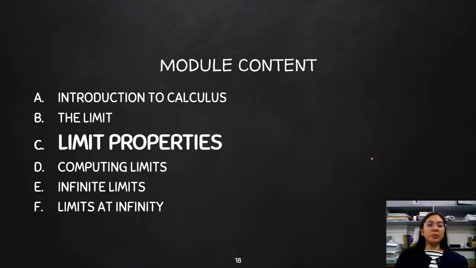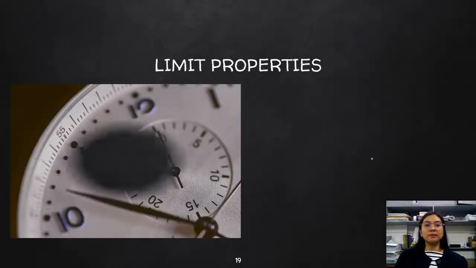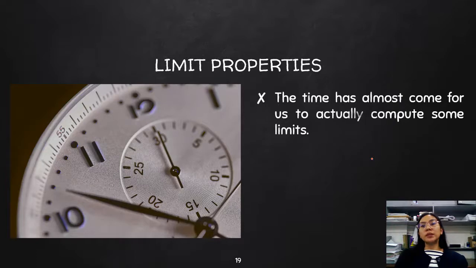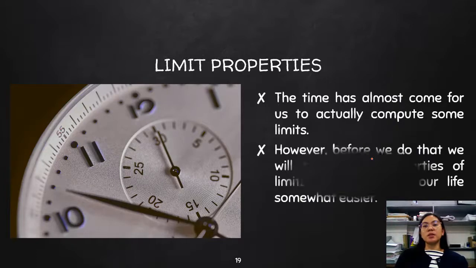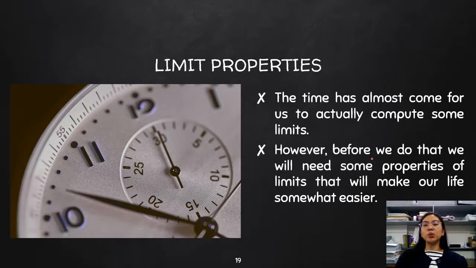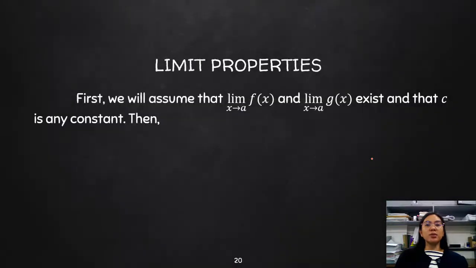Now let's go to limit properties. So the time has almost come for us to actually compute some limits. However, before we do that, we need some properties of limits that will make our life somewhat easier. So let's take a look at those first. So it says here, we will assume that the limit of the function f of x as x approaches a and the limit of the function g of x as x approaches a exists and that c is any constant.